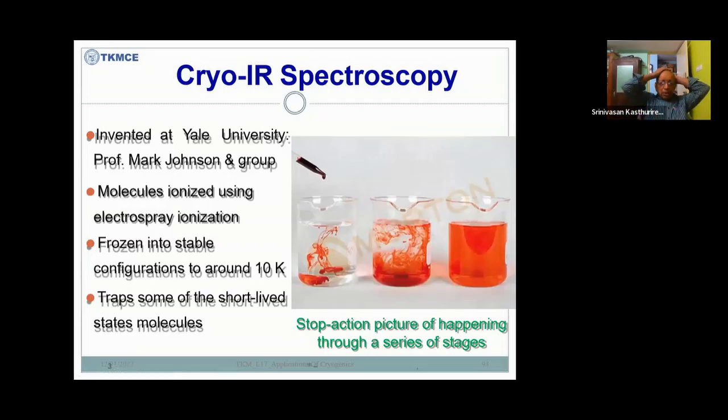Okay, there is a spectroscopy called IR spectroscopy. This was invented by Yale University professor Mark Johnson and his group. The molecules are ionized using electrospray ionization, then frozen into a stable configuration at around 10 Kelvin. That means you put it there and keep the solution at around 100 K, then it becomes more or less frozen completely. It traps some of the short-lived states of the molecules.